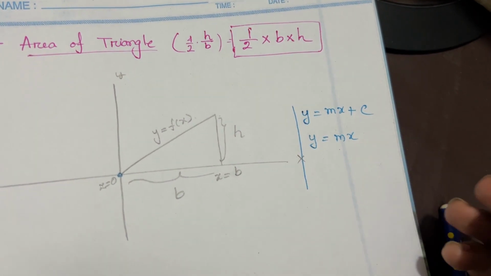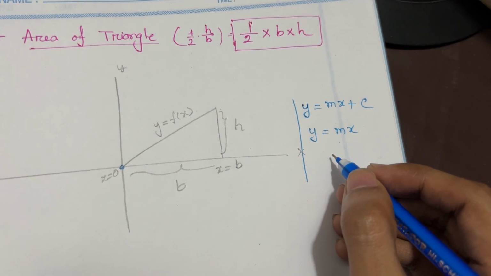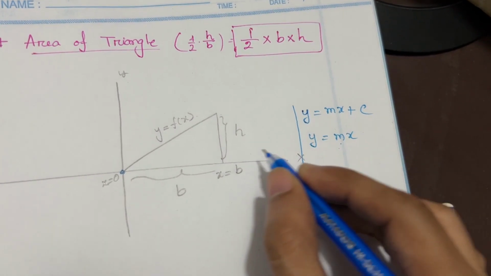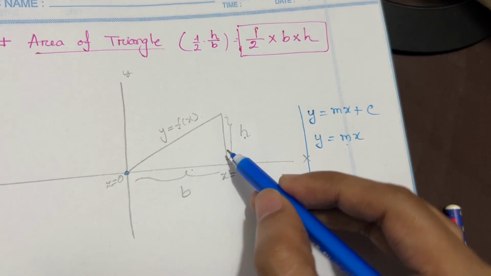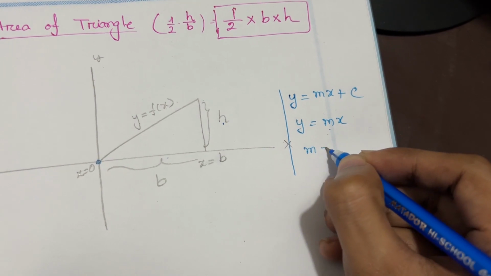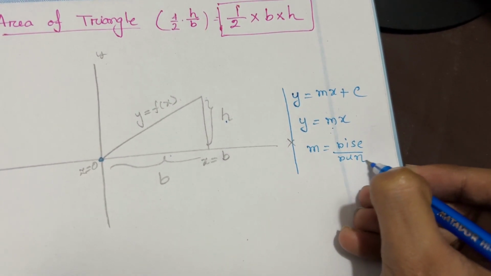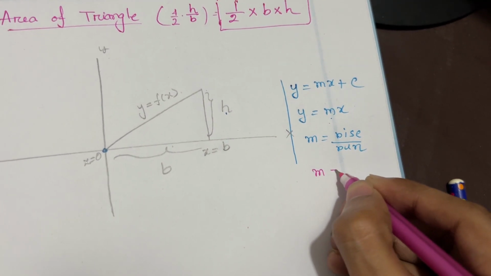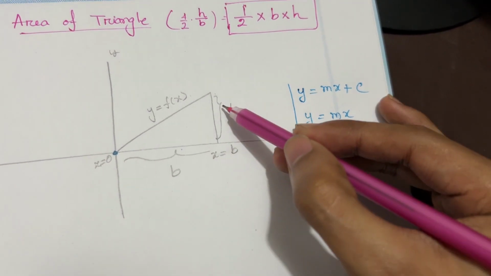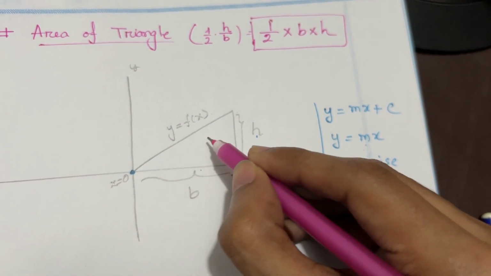Now what is the m here? Okay, so this is the thing that we need to find out. If you want to find this, m is nothing but height divided by base. This is the rise over run. So this is the slope. So m is equal to rise over run. It should be m is equal to height divided by base. So rise over run, simple. So this is our equation.